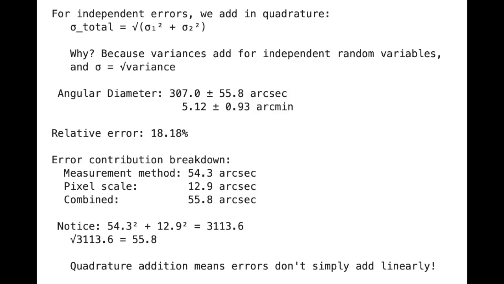Here is the important thing to notice. If we had just added 54 plus 13 linearly, we would get 67 arc seconds of error. But quadrature gives us 56. The smaller error gets partially absorbed. And we get a relative error of 18% on our angular measurement. Actually, not bad for a backyard telescope measuring a 1,000-year-old explosion, don't you think?